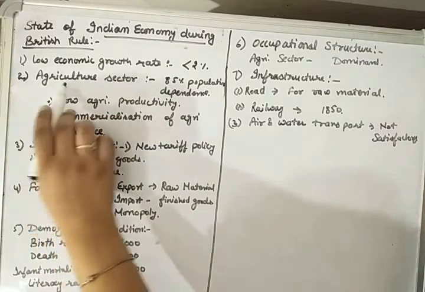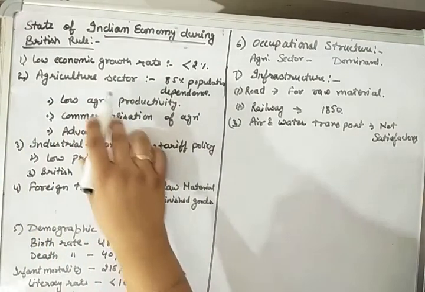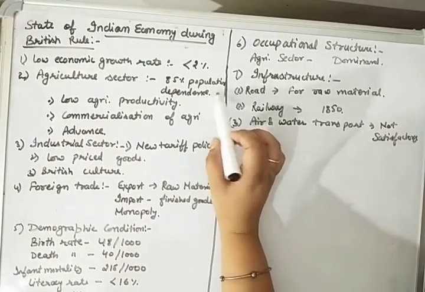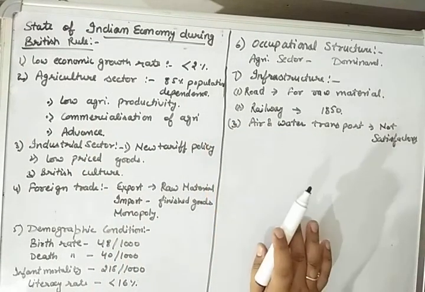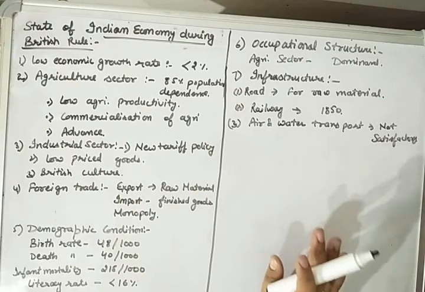The second point says agriculture sector. Agriculture sector had the dependence of 85% of the population. That means 85% population was dependent on agriculture. They were living by way of agriculture products.